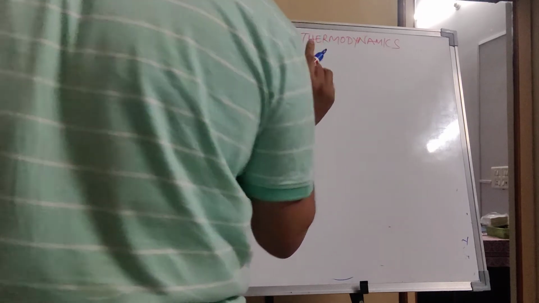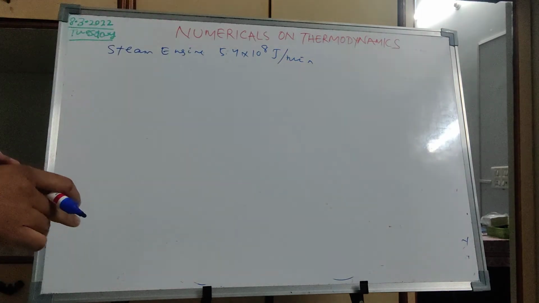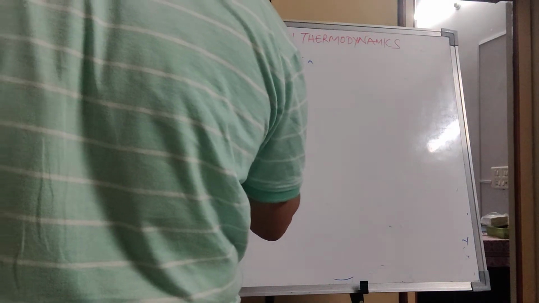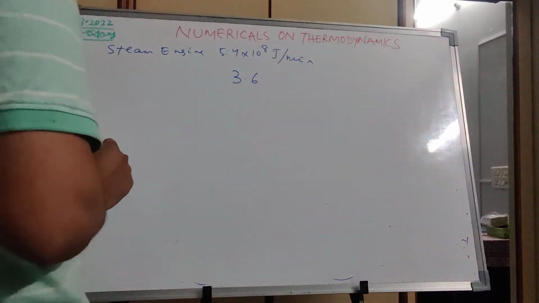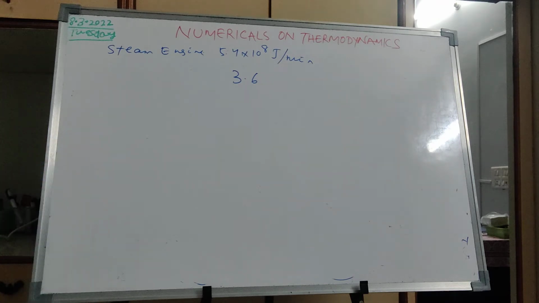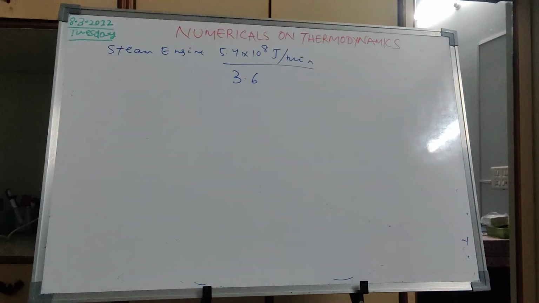And services 3.6 into 10 power 9 joule of heat per minute from its boiler. Services means what? A steam engine does 5.4 into 10 to the power 8 joule per minute of work.